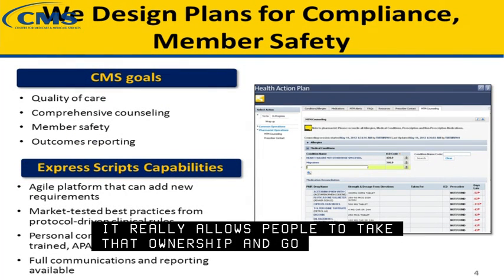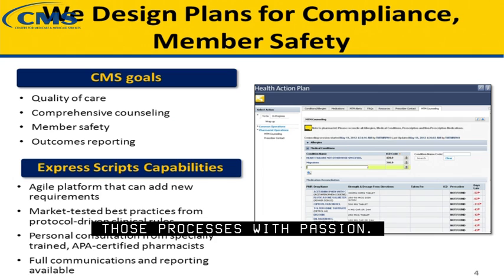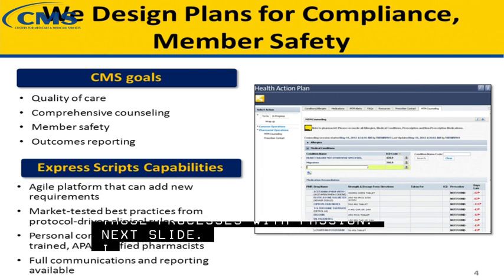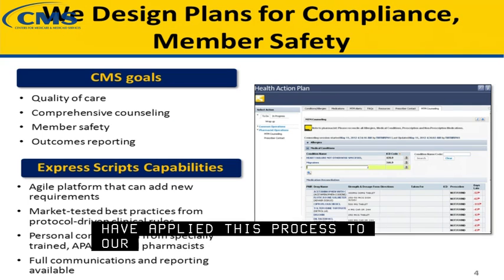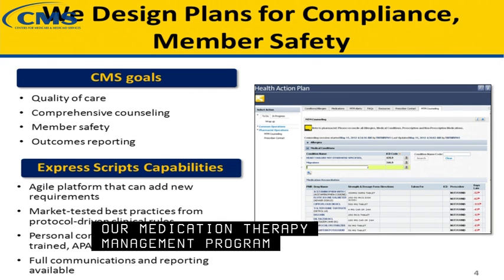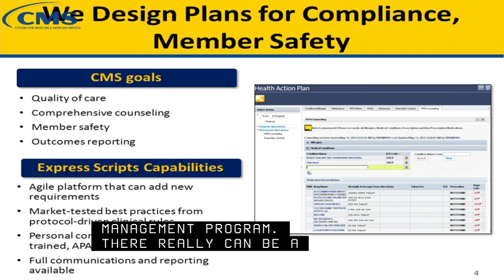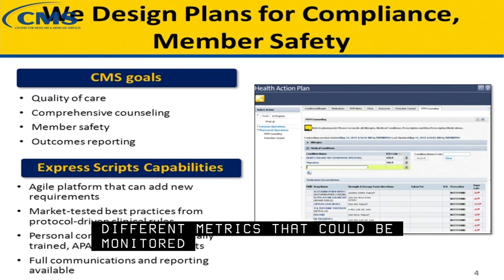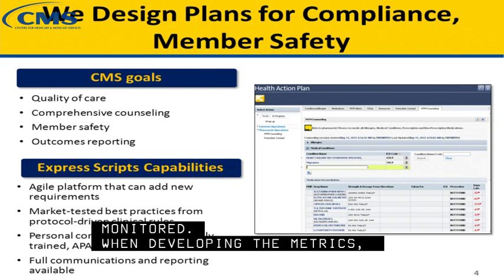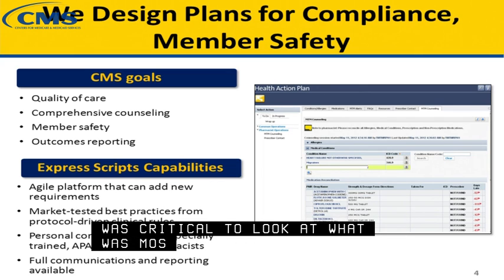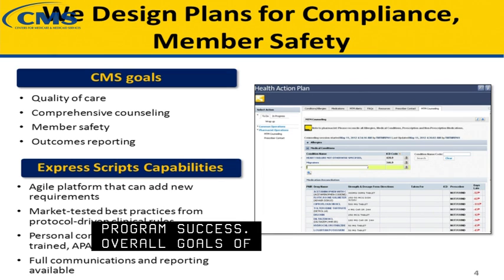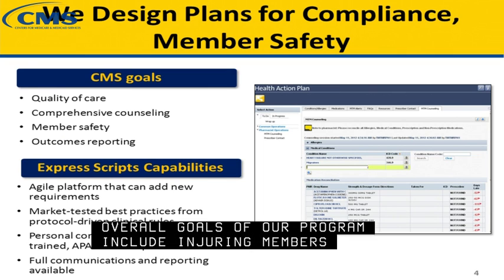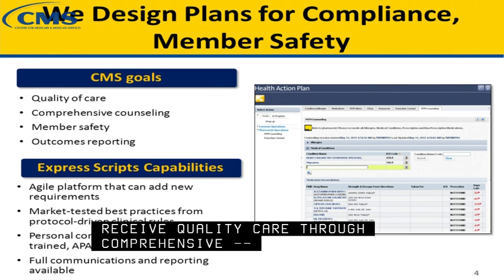And I'm going to describe how we've applied this process to our medication therapy management program. And within MTM, there really can be a number of different metrics that could be monitored. And when developing the metrics, it really was critical to look at what was most important to overall program success. Some overall goals of our program include ensuring members receive quality care through comprehensive counseling, as well as the ability to quantify the quality of care through measuring clinical outcomes.